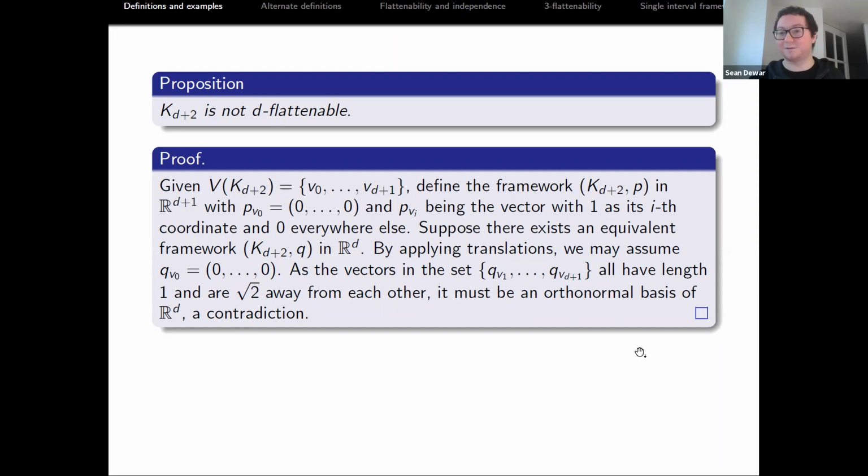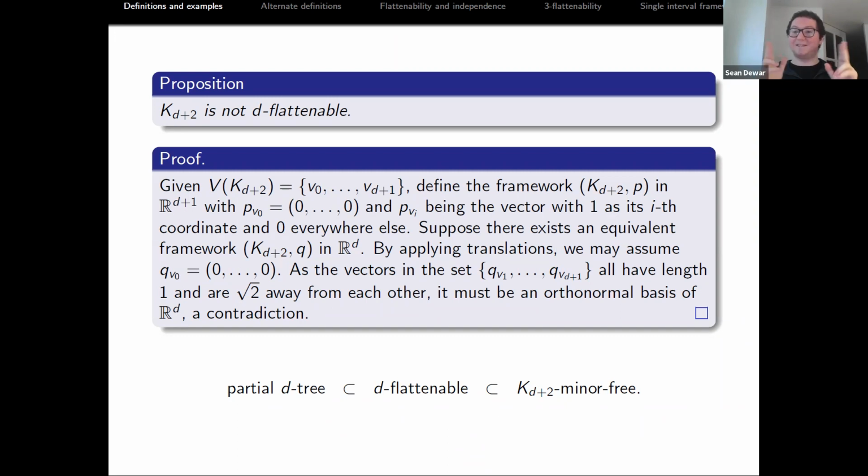So we now have two types of graphs. We know one of them is flattenable and one of them is not flattenable. So what does this mean we can say? Well, we can do this nice ordering now. We know that every partial D-tree is D-flattenable. And we know that if you have a K_(D+2) minor, then you can't be D-flattenable. So that means that every D-flattenable graph has to be K_(D+2) minor free. So we've got this nice bookending. We've got it in between. This is our starting point for identifying what these graphs are. We've got a minimum bound, a maximum bound, and we know it's in between.